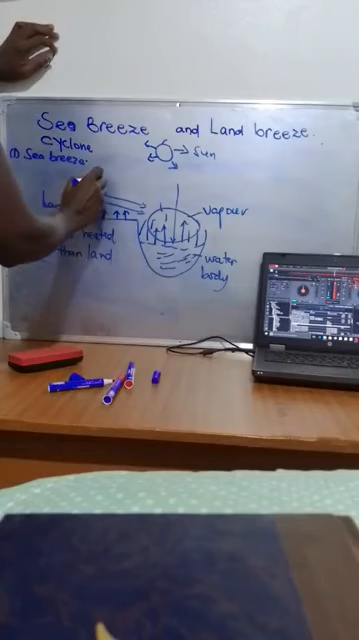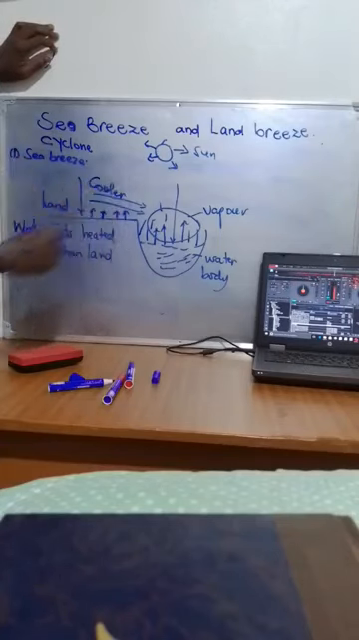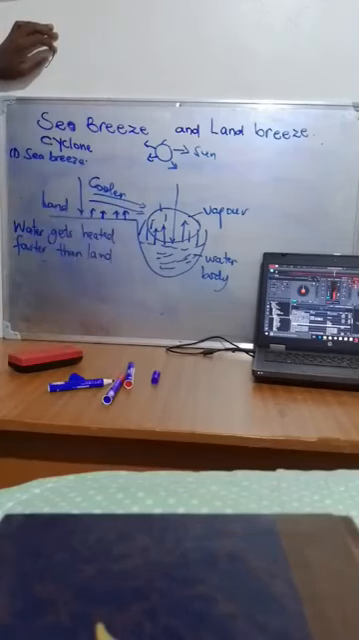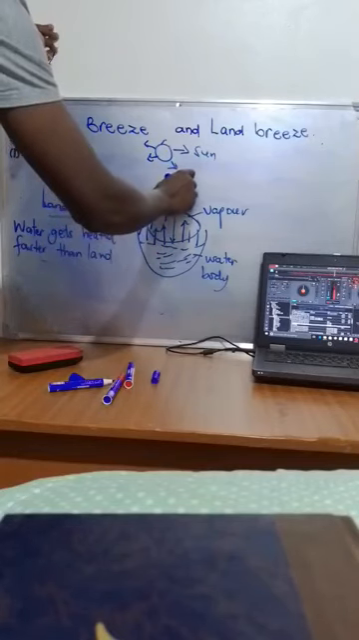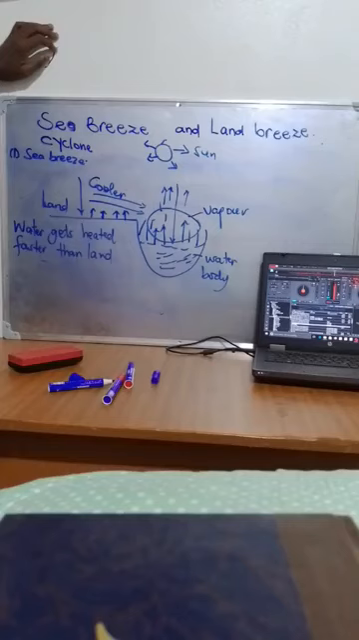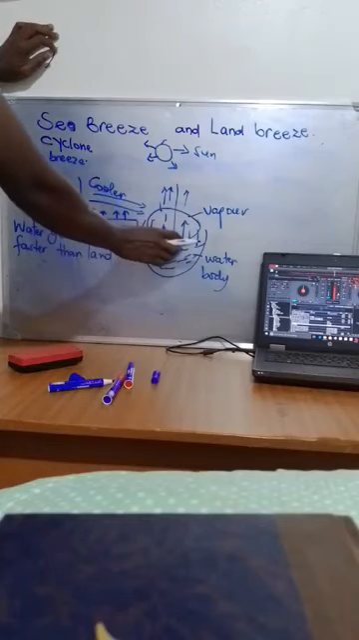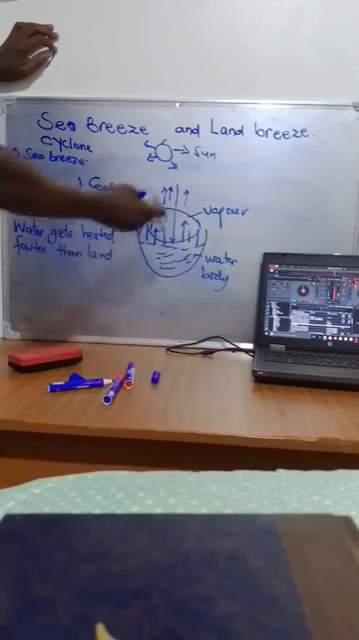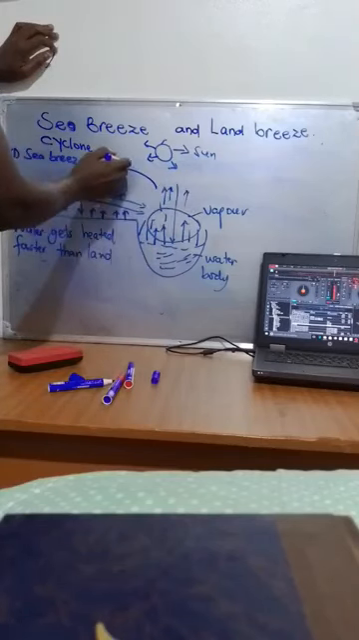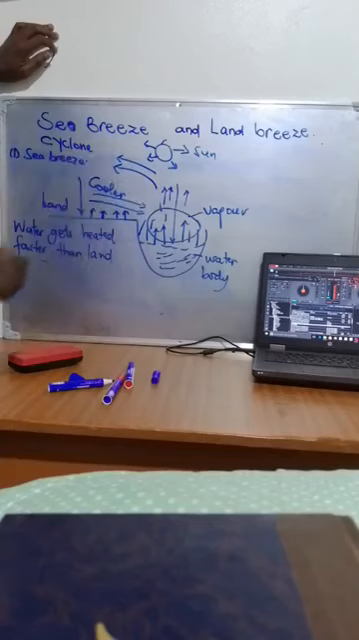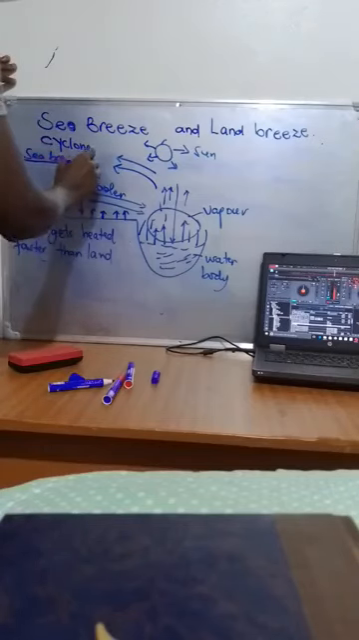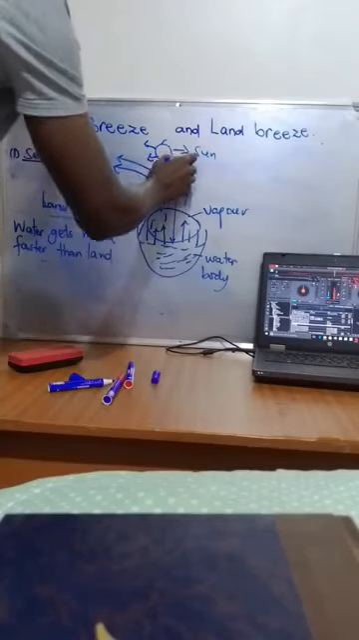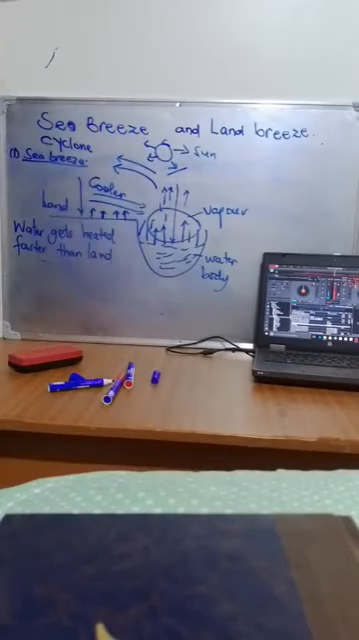So the cooler air will move towards the water body as this lighter air is moving up into the space. So the cooler air replaces this space, and this lighter air also comes this side to replace this space at a later moment. We call this one sea breeze. It takes place during the day when there is sun.